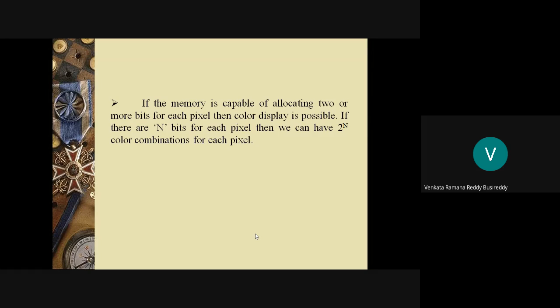the bytes. So for example, if you take n bits, we can have 2 power n color combinations. So for example, if you take 8 bits for representing a particular pixel, you will get 256 shades of that one.